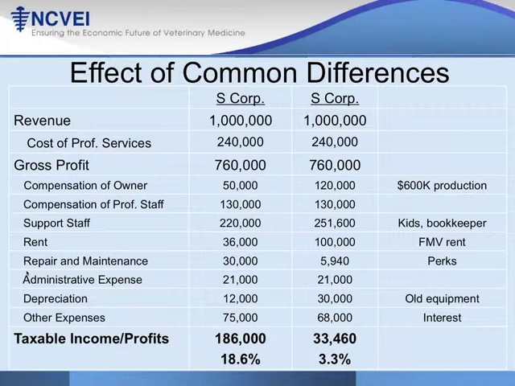The biggest point of this slide is the difference in the bottom line. If you just looked at the taxable income, it would appear to be $186,000 for this practice, or a profit margin of 18.6%. That's a very, very good profit margin. However, that's not a true profit margin. Those are not true practice profits. Once you've made all of these adjustments to show what the true fair market value of all of the expenses are, this practice only has profits of $33,460, or a profit margin of 3.3%, and that's not a very good profit margin. So it's very, very important that you go through this calculation in order to determine what true practice profitability is.